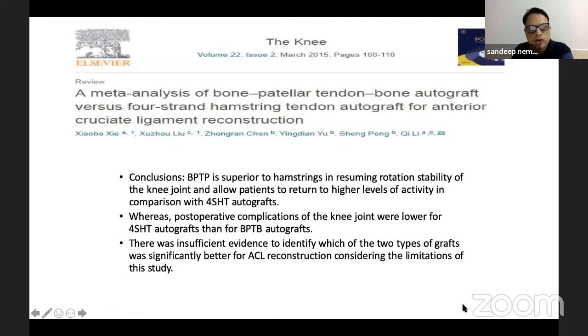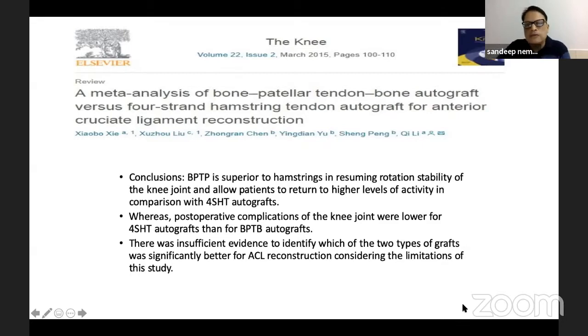Another one, published in The Knee, was a meta-analysis of bone patellar tendon bone autograft versus 4-stranded hamstring tendon autograft for anterior cruciate ligament reconstruction. They concluded that bone patellar tendon bone is superior to hamstrings in restoring rotational stability of the knee joint and allows patients to return to higher levels of activity in comparison with 4-stranded hamstring tendon autograft, whereas the post-operative complications of the knee joint were lower for 4-stranded hamstrings. So they concluded that there was insufficient evidence to identify which of the two types of grafts is significantly better.